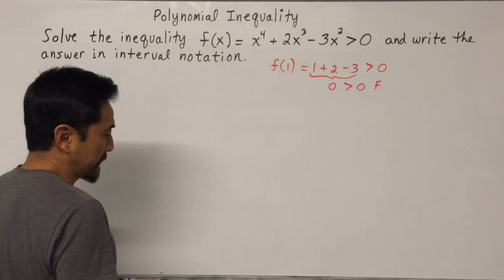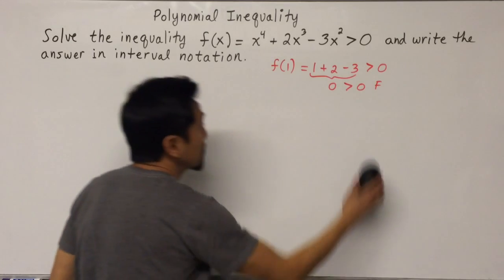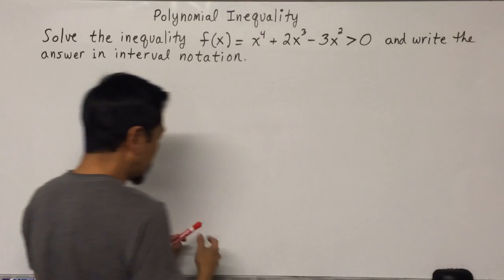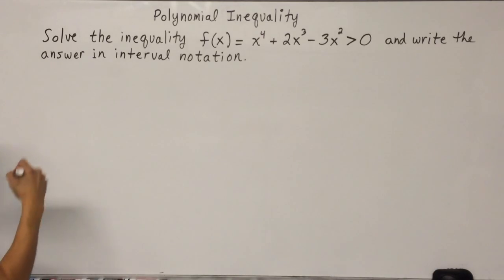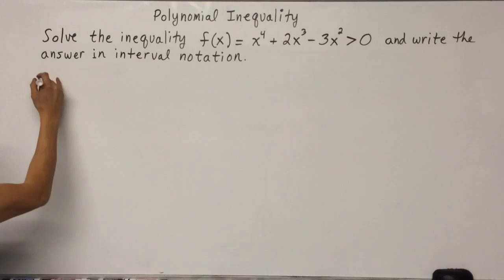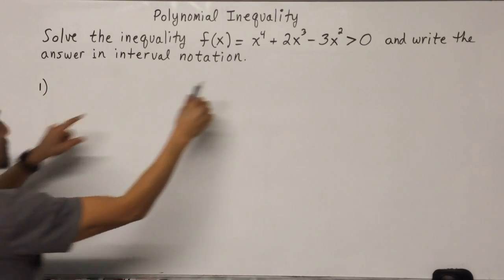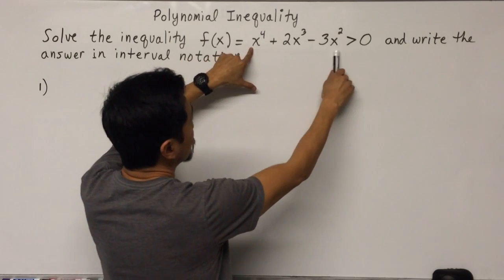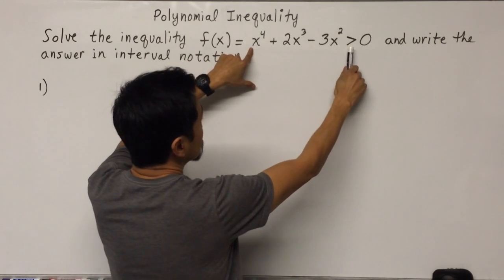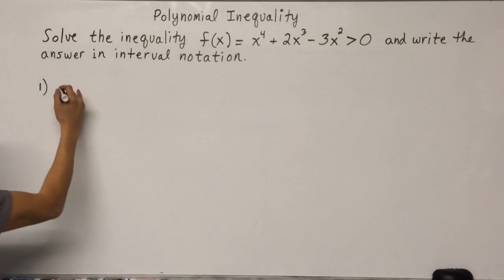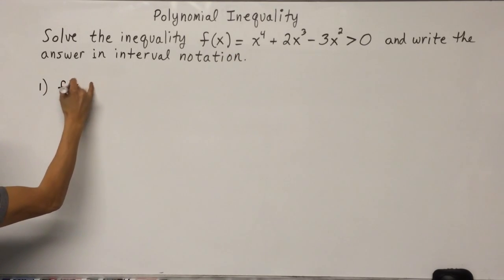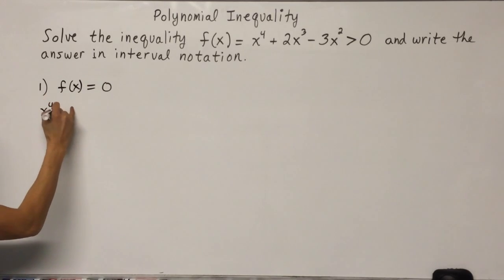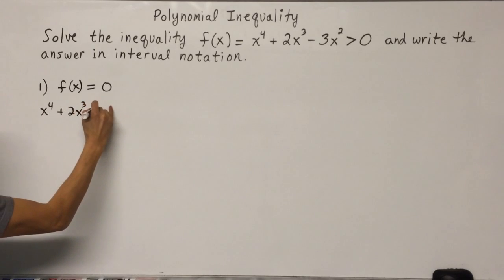Okay, now how do you begin solving inequalities like this? Well, we begin by first figuring out where the function is equal to 0. Okay, so we solve the equality. Anytime you solve an inequality, you first solve the equality. So where is the function exactly equal to 0? Okay, so now I'm going to set my function to 0.